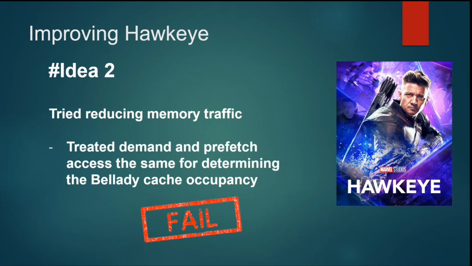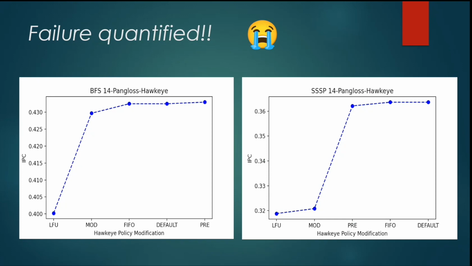Therefore, to check if memory traffic was the bottleneck, instead of treating these accesses differently, we modified the code to treat them the same. But this again gave us no improvements. The insight that we gained from this is that memory traffic is not the bottleneck in graph analytics. As we can see from these results, the ideas didn't work.